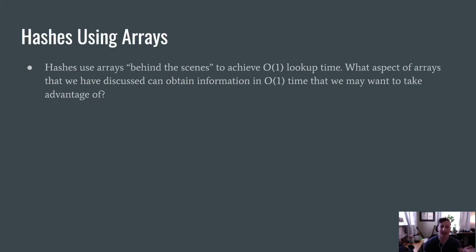And I want the answer in O of 1 time. Well, in an array, if I ask the question, hey, do you have this value inside of you? It needs to look through the entire array if it's unordered, right? So that's an O of n lookup time. So with hashes and sets, I want to use arrays to achieve an O of 1 lookup time if I know the key.